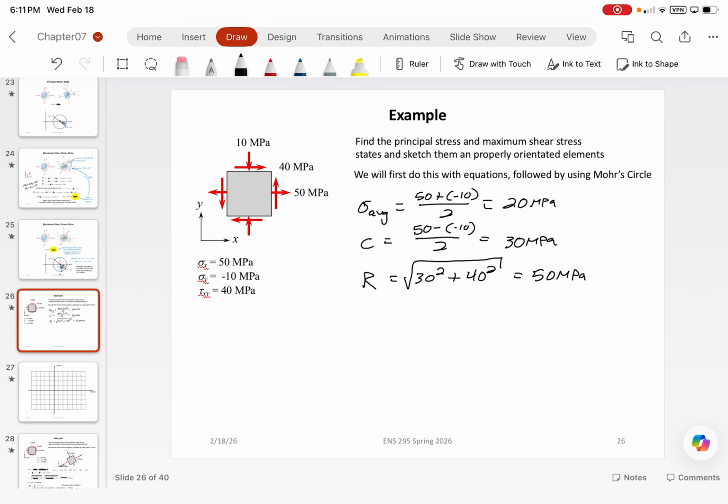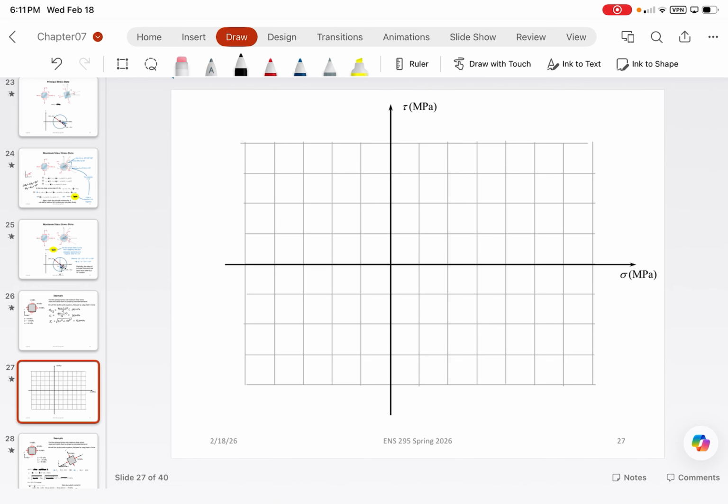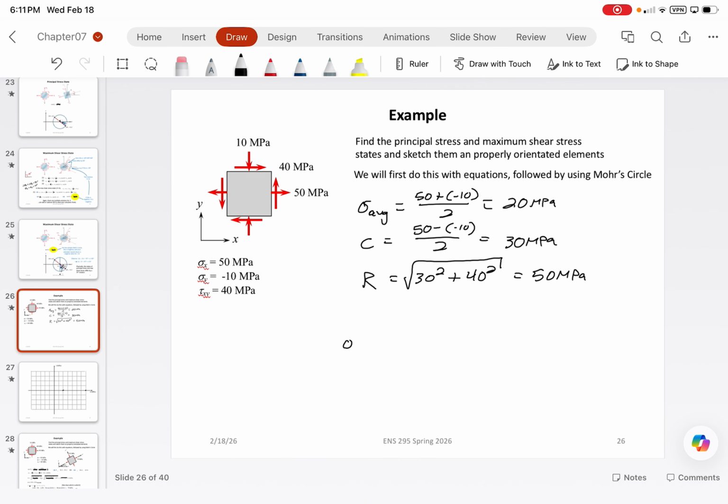So if we try to draw this out, we're going to have sigma average at 20. Let's say that's here. Then 10, 20, 30, 40, 50. That means sigma 1 is going to be right here, because sigma 1 we know is just sigma average plus the radius. So that's going to give us 70 megapascals. Sigma 3 is just going to equal sigma average minus R, which will give us 20 minus 50, so negative 30.